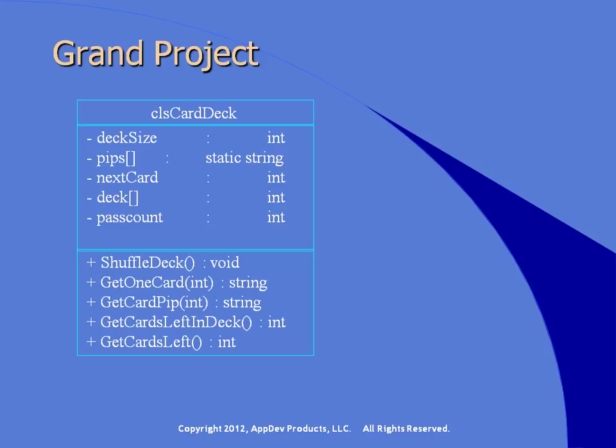Get card pip, we can do the same thing. It's like get one card. That could be an index. If I want to know a specific card in the pip array, this will allow me to get that position. So if I want to know what the 5th position is in the array, I can pass it in and it'll pass back that particular position. Get one card and get one pip really are the same thing, but their purposes are different.